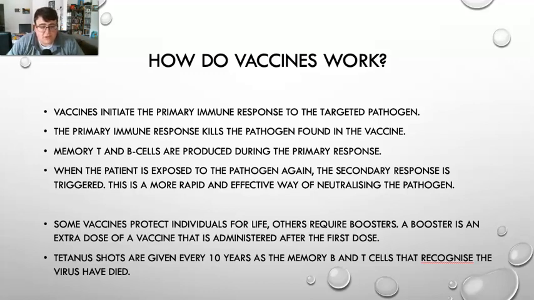Examples: tetanus shots are given every 10 years because the memory B and T cells that recognise tetanus would have died out if you're not exposed to that pathogen within the 10 years.